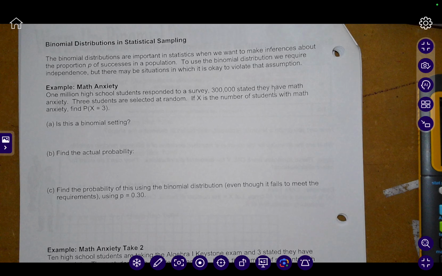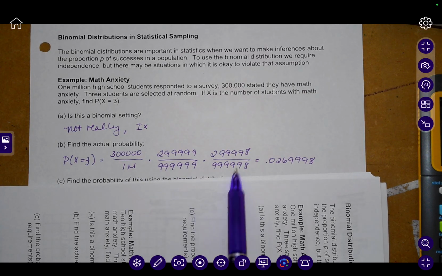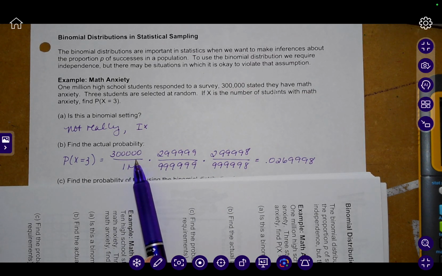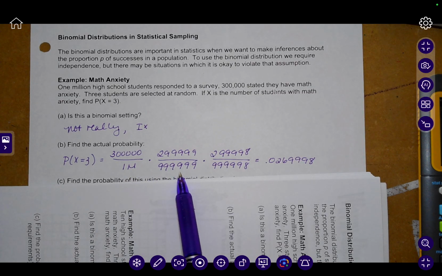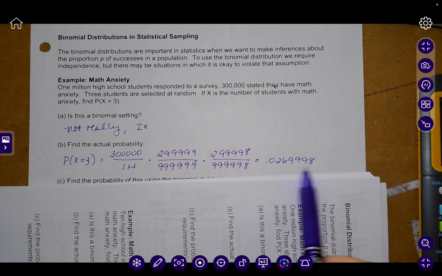Is this the binomial setting? Not really. It's not really independent. Technically, if I'm taking a student out, I'm not replacing the student, so I am switching that probability of success. The probability the first kid has math anxiety is 300,000 out of 1 million. But for the next kid, the numerator and the denominator have each gone down by 1. For the third kid, the numerator and denominator have gone down by 2. I kept a lot of decimal places there for a reason.